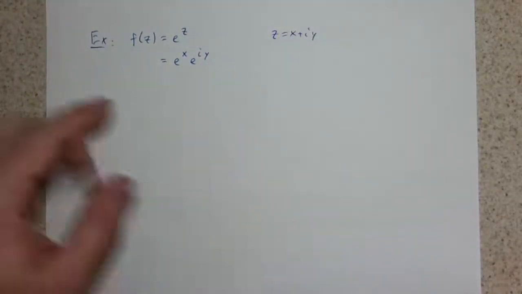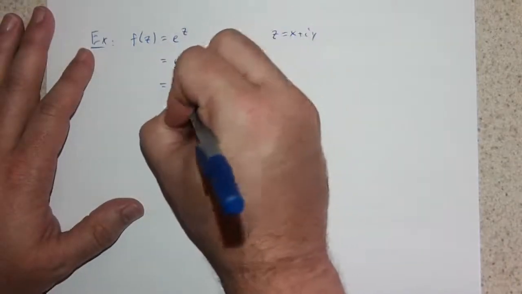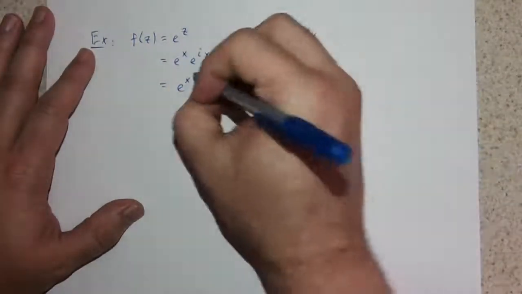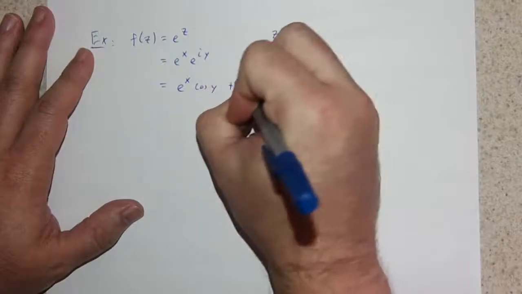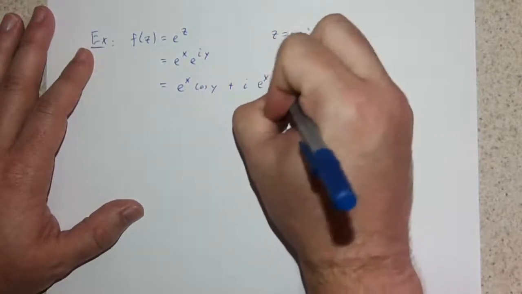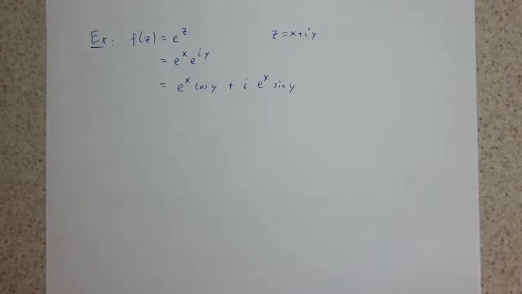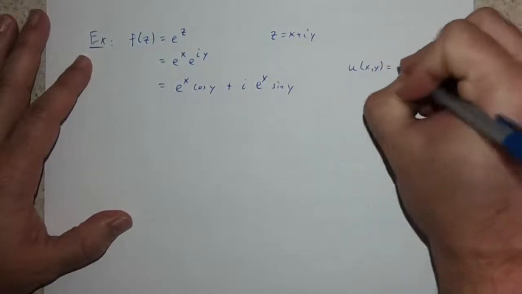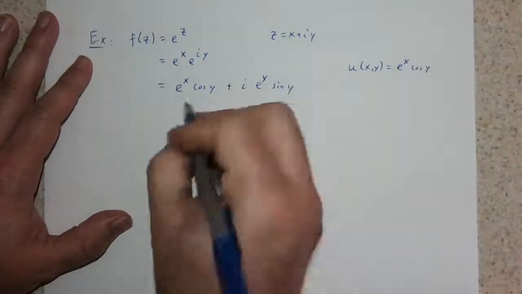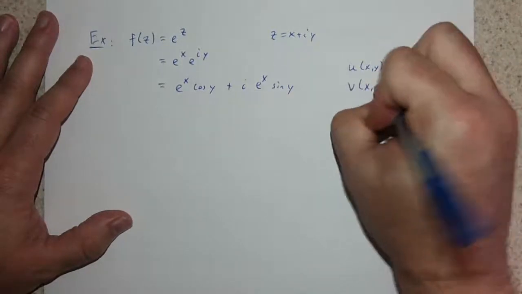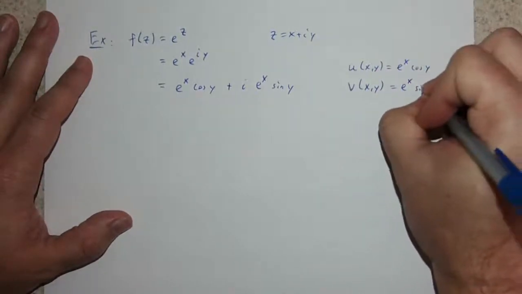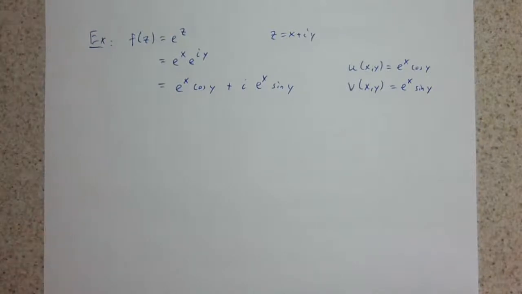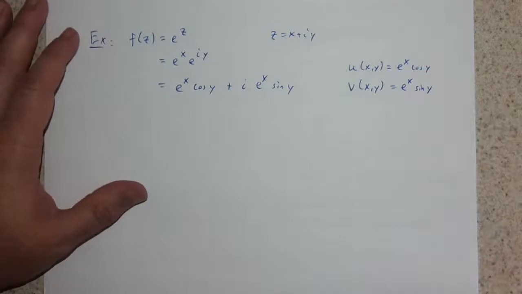Rewriting this using Euler's formula, this is e to the x cosine y plus i times e to the x sine y. It's another way of rewriting that function. So u of x,y is e to the x cosine y. That's the real part. The imaginary part is e to the x sine y. Okay, let us verify that the Cauchy-Riemann equations are indeed satisfied.